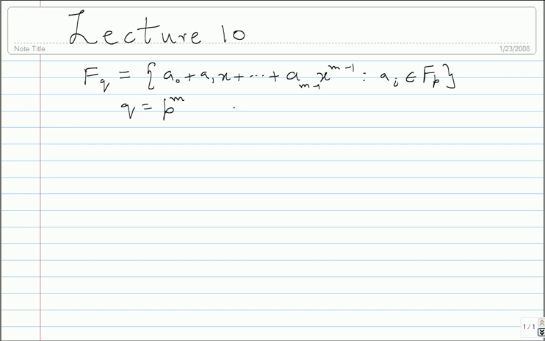Okay, and how do you do addition? Addition is very simple. If you have two polynomials, a of x and b of x, how do you add a of x and b of x? Simple polynomial addition, right? You add the coefficients, and you add them modulo p, like you should. So addition is very easy. A of x plus b of x is simple polynomial addition.